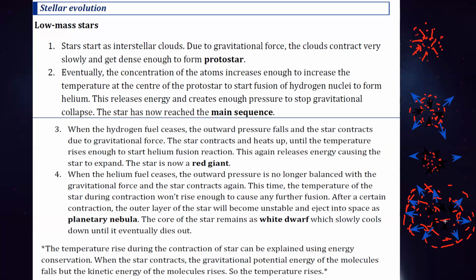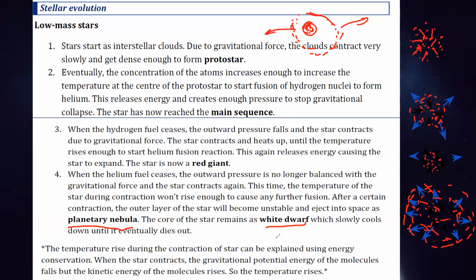And after a certain contraction, because of the gravity the star is contracting. After a certain contraction, the outer layer of the star becomes unstable and it is emitted out. As a result, it is ejected into space as a planetary nebula, and the core of the star remains as a white dwarf. So the surrounding part is emitted out as a planetary nebula, and this part will become a white dwarf.